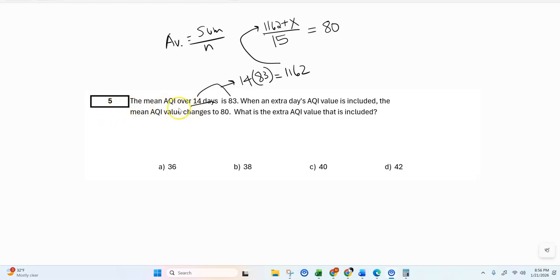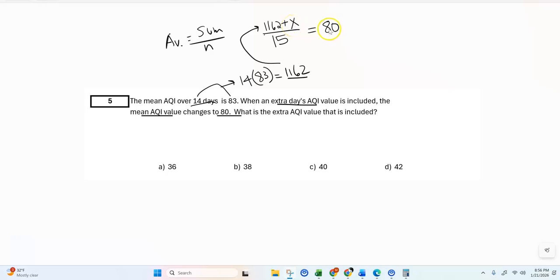Okay, number 5, we're told that the air quality index over 14 days is 83. So we can multiply that out to get the sum of all 14 days. That's 1162. I wrote down the formula here. We're trying to figure out if an extra day's AQI is added, the mean AQI changes to 80. So that's why I put 80 as the average. Remember, now when we go from 14 days to an extra day, we have 15. The first 14 days come from this 1162, so I put that up here.